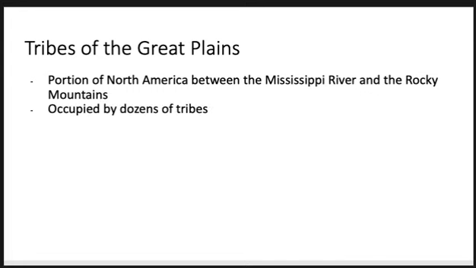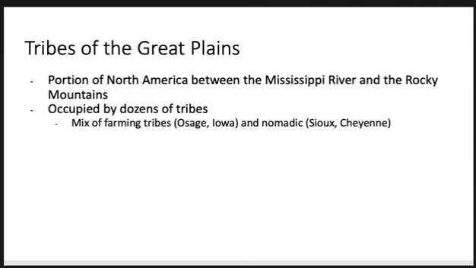This area was occupied by dozens of tribes, and actually dozens doesn't do it justice. There were dozens of major tribes and then branches of these major tribes. It was a mix of farming tribes like the Osage in Iowa, tribes who set up farms and towns and didn't really move around. But then you had nomadic tribes like the Sioux and Cheyenne, tribes that did move around quite a bit. They would set up towns, but then they would pack up and move, following their food, predominantly the buffalo.